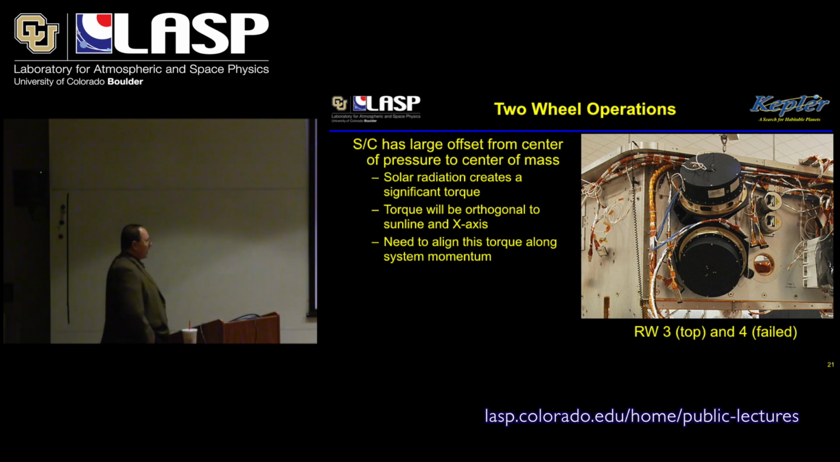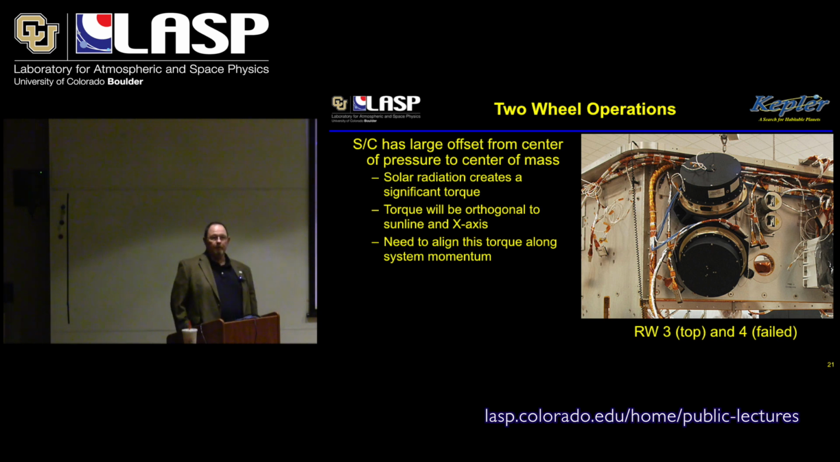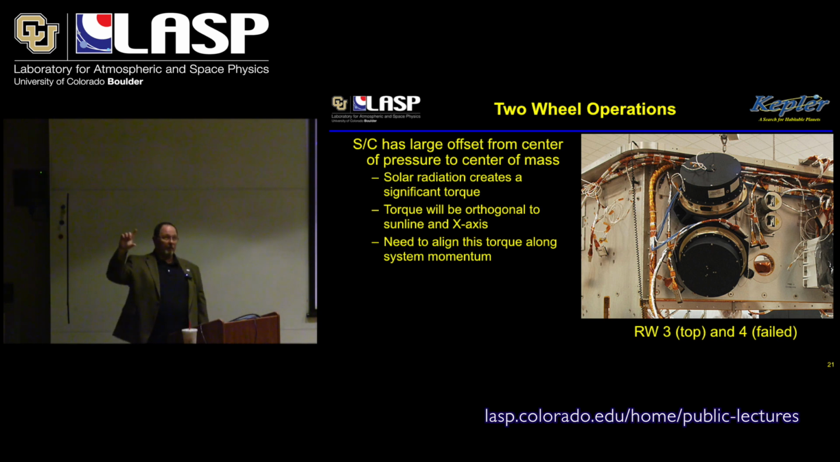The spacecraft has a large offset from the center of mass. Remember, I showed you where the thrusters were, nearly at the bottom of the spacecraft. And so that means that the hinge moment is just like this, right? And so we thought, well, we used the solar pressure on the point rest state. Can we use that to take science?